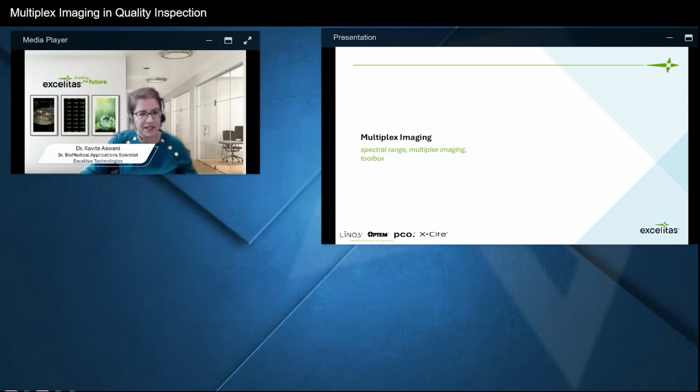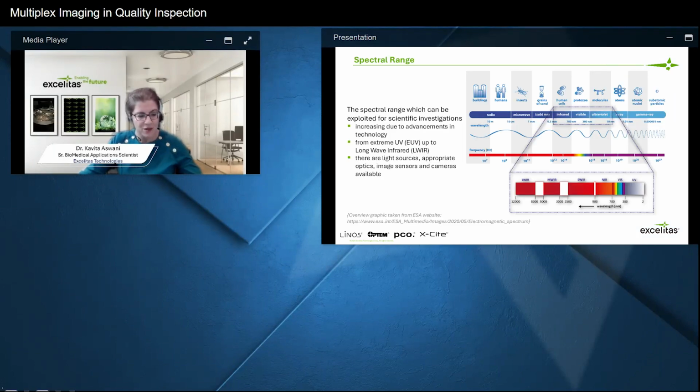So let's start with discussing the spectral range. Spectral range is the range of the spectrum that can be used for investigations, whether it's fluorescence or reflection imaging. And this spectrum has actually been increasing because of advances in technology. We can go deeper into the UV and further out into the IR, or infrared, because we do have light sources, the optics, as well as the sensors and cameras that allow us to image or sense in this particular extended region. So, what is multiplex imaging?